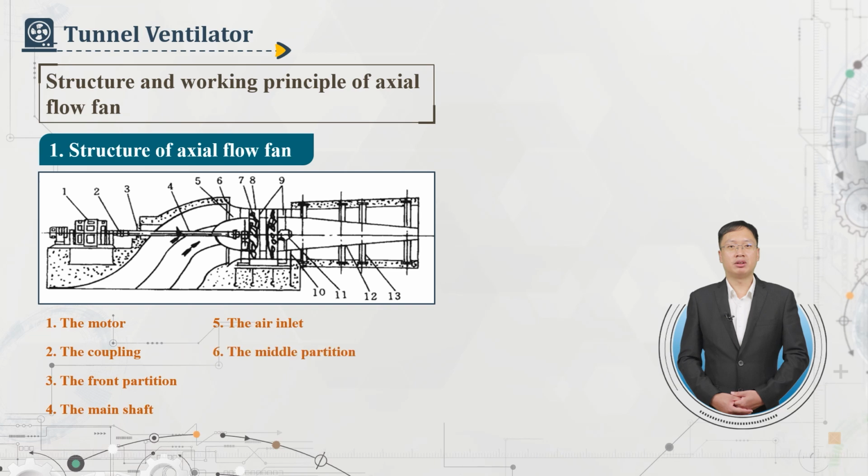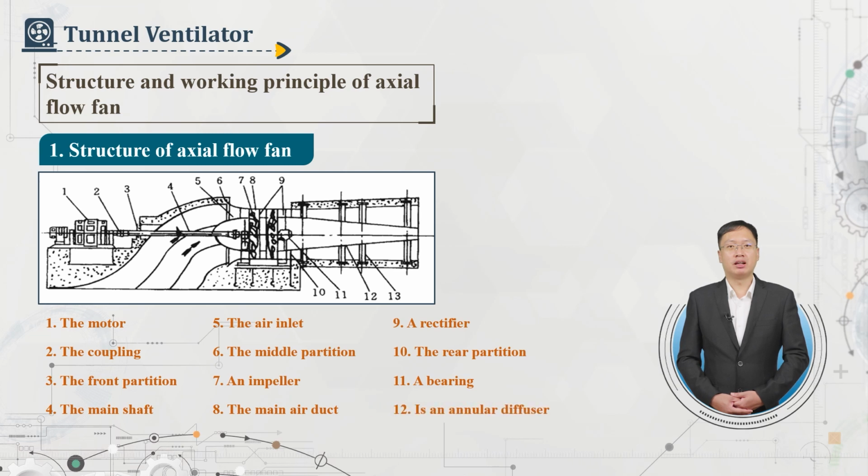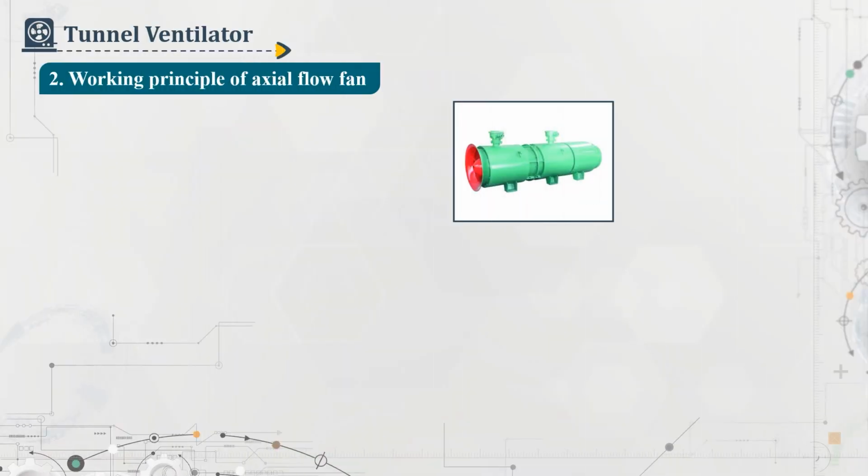6 is the middle partition. 7 is an impeller. 8 is the main air duct. 9 is a rectifier. 10 is the rear partition. 11 is a bearing. 12 is an annular diffuser. 13 is tie plate.